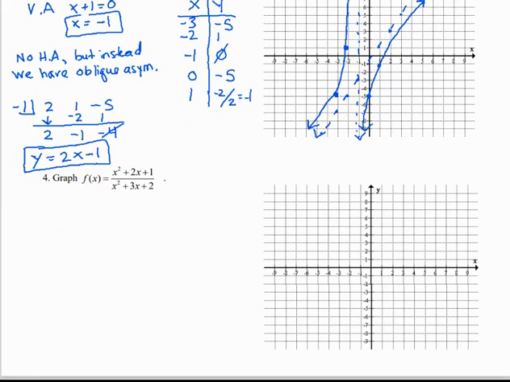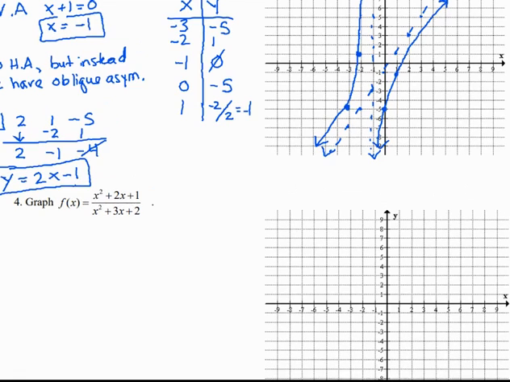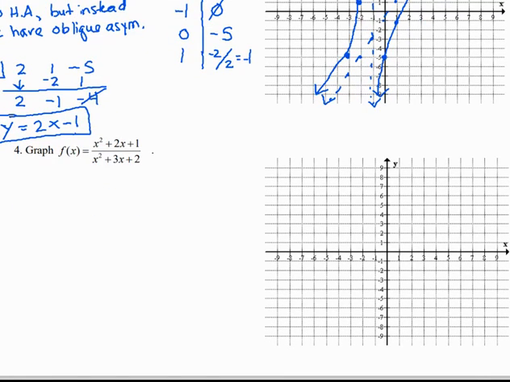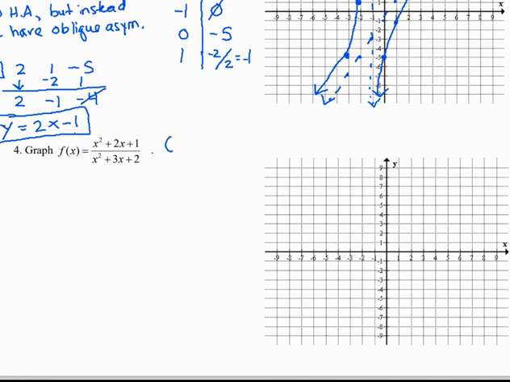All right, last but not least, let's take a look at number 4. So for number 4, we're going to see if we can always factor first, right? So in my numerator, what multiplies to 1 adds to 2. We have x plus 1 and x plus 1. And then in my denominator, what multiplies to 2 and adds to 3, that would be x plus 2 and x plus 1.